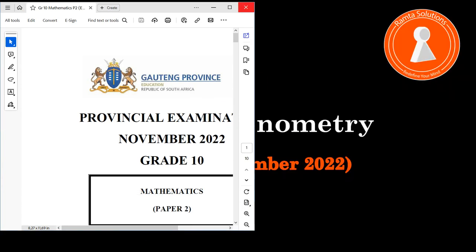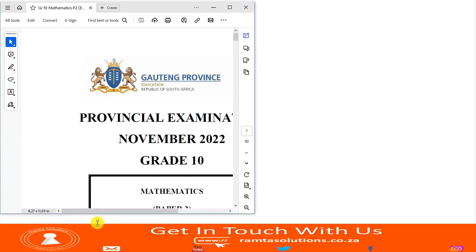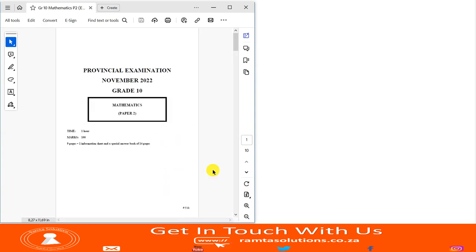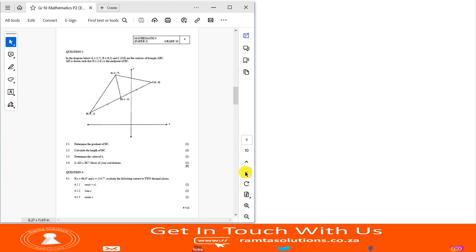All right, guys, from this point onwards, if you are using your mobile device, please rotate your screen so you can have maximum viewing. Right, so let's not waste any time and proceed. I will zoom this paper. Let me go to the section on trigonometry.